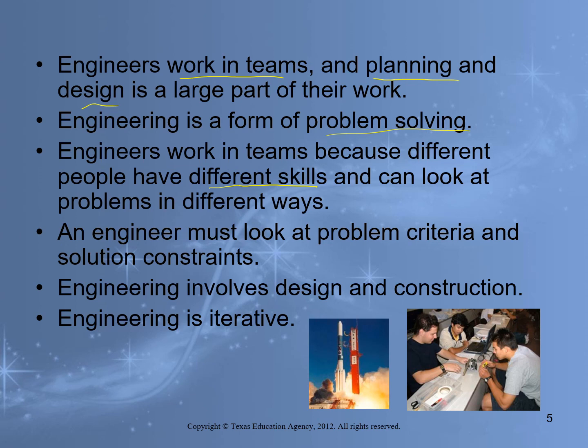An engineer must look at a problem, criteria, and solution constraints. What are constraints? I'll give you the short version today. We're going to talk about it more tomorrow. Constraints are restrictions. All right, sometimes you have restrictions on what you're doing. You can't just make something with no rules. Engineering involves design and construction, so sometimes you have to design things, sometimes you have to know how to build it, right? We've done both of them with different things throughout the year.